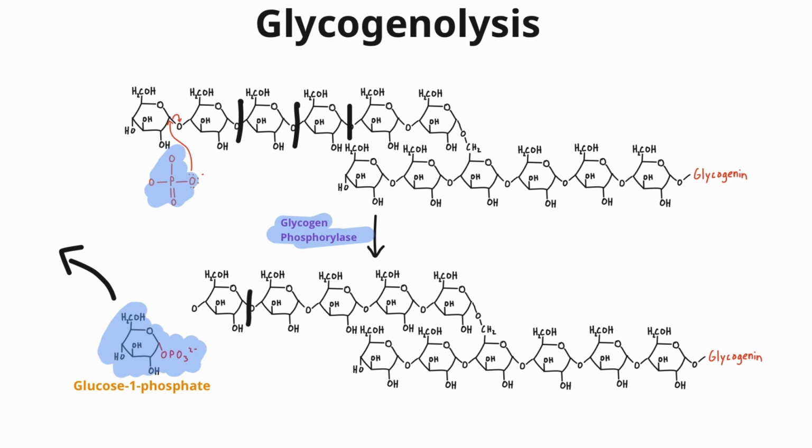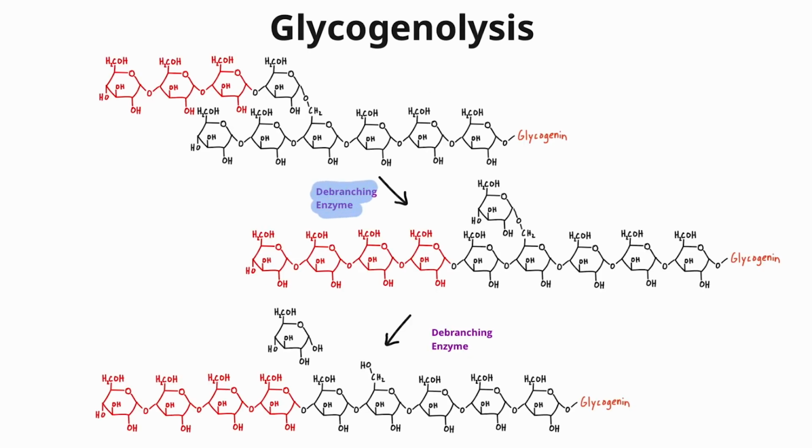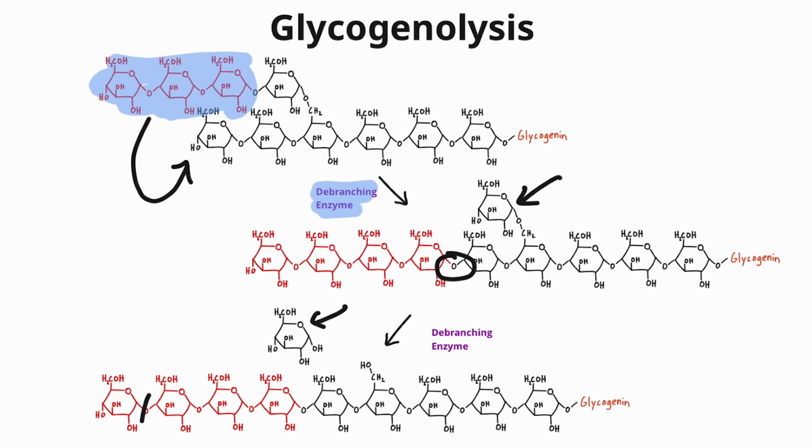Glycogen phosphorylase will keep doing this until it gets close to that alpha 1,6 bond on the branches of glycogen. And it's actually going to stop once it's 4 glucose molecules away from that bond. So these 4 glucose molecules will not be touched by glycogen phosphorylase. A new enzyme called debranching enzyme will come in and take 3 of those glucose molecules and move them to the end of this chain, forming a new alpha 1,4 linkage. The single remaining glucose molecule is then popped off by debranching enzyme, releasing a free glucose molecule. Glycogen phosphorylase can then come in and start chopping off the glucose molecules at the end of this chain.